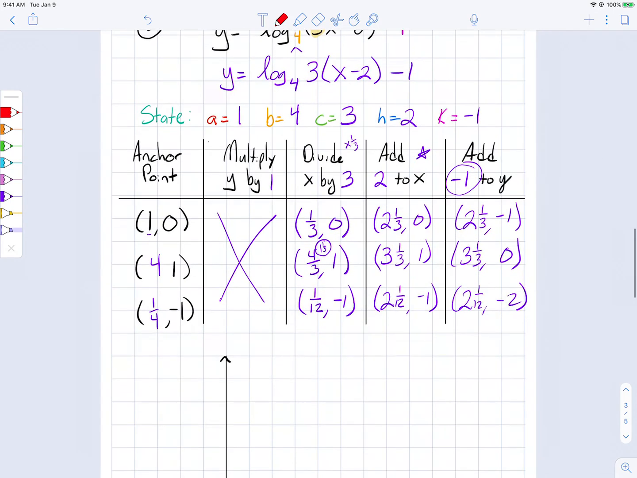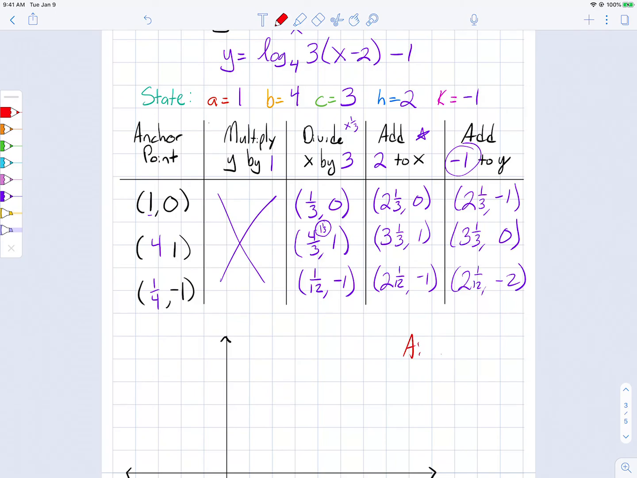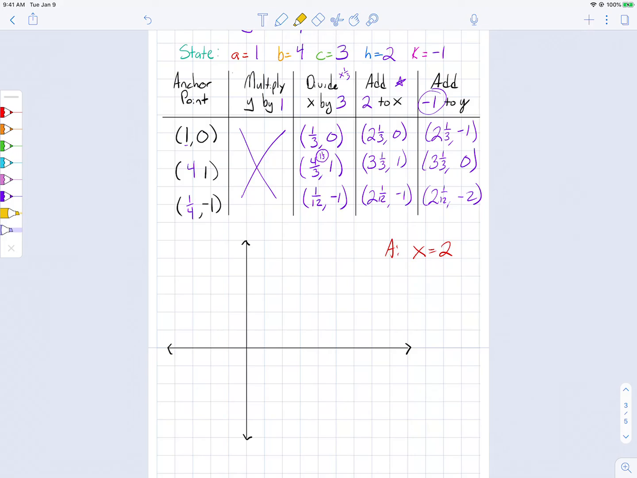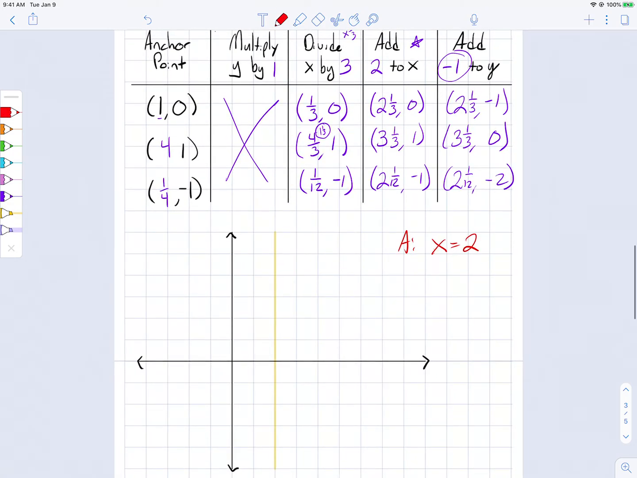I could also say right away that for my asymptote, it's going to be h equals 2. So I'm going to put a line at x equals 2. So I know that my graph should not pass that line. So my points are 2 and a little, comma, negative 1. So 2 1/3, comma, negative 1. 3 1/3, so just a little bit more, and 0. And 2 1/12, so barely past 2, which is right there.